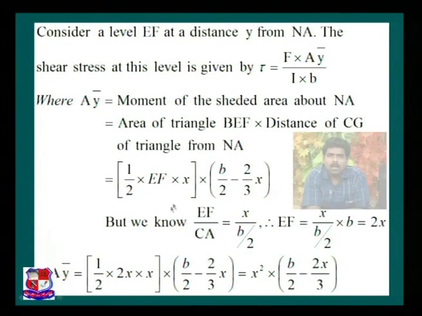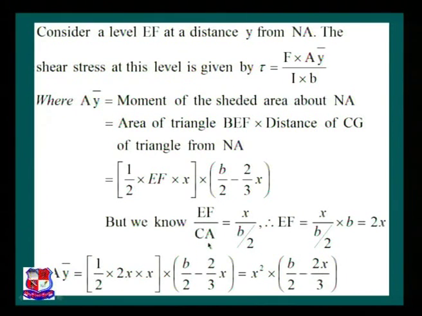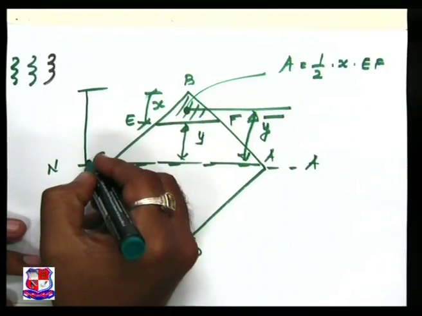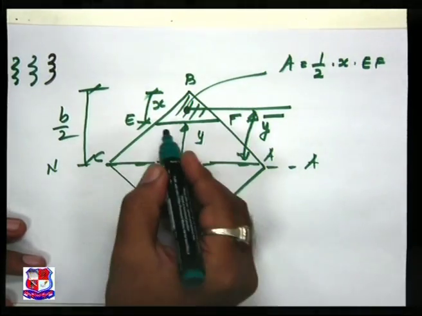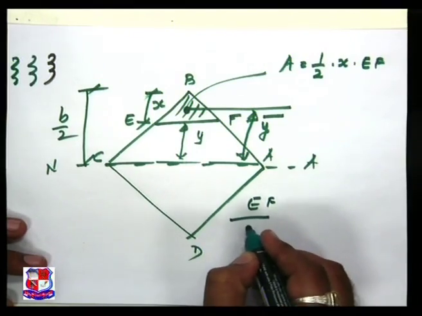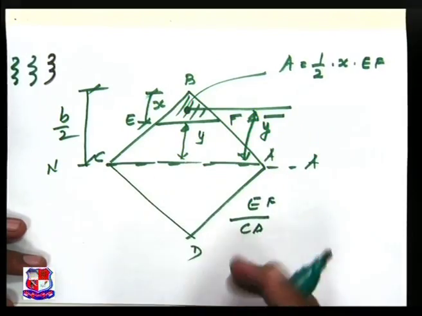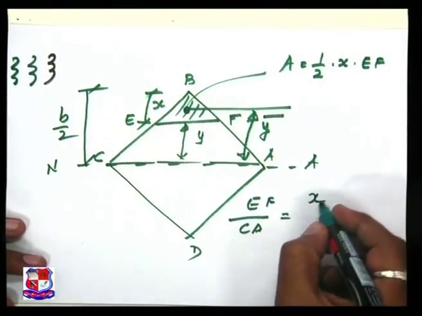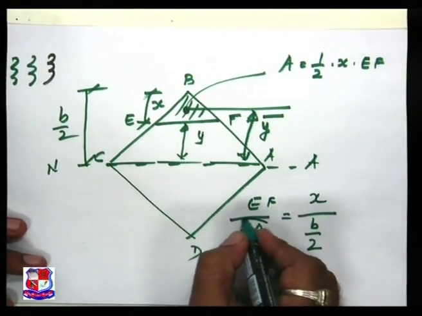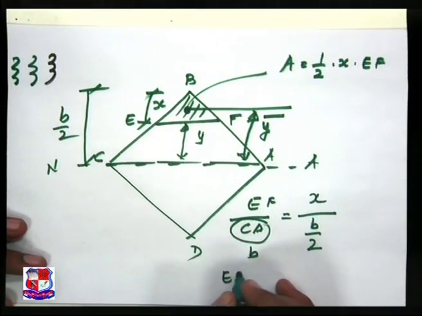Now we know that the ratio EF by CA, or AC, is equal to x by B by 2, and we can say EF is equal to x by B by 2 into B, which is equal to 2x. So we are converting the value of EF in terms of x and B. We have taken the similar triangle rule. Please visualize over here on this tabletop. This is known to us, that is B by 2. As per the similar triangle ratio, EF divided by CA, this width divided by this width, is equal to the height x divided by B by 2. We know that this CA is B, and by simplifying this we can say EF is equal to 2x.